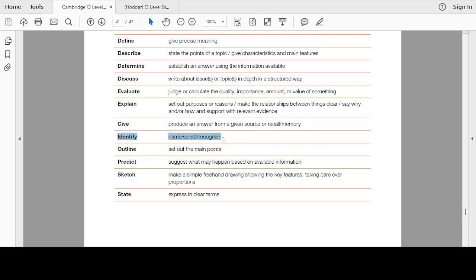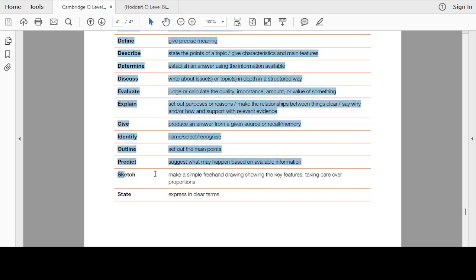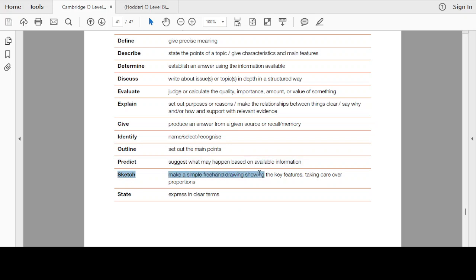Identify, so name, select, or recognize, pick something out basically. Outline, set out the main points, just the main outline, give the main points, no details. Predict, state what might happen based on information available. Sketch, make a simple freehand drawing showing the key features, taking care over proportions.